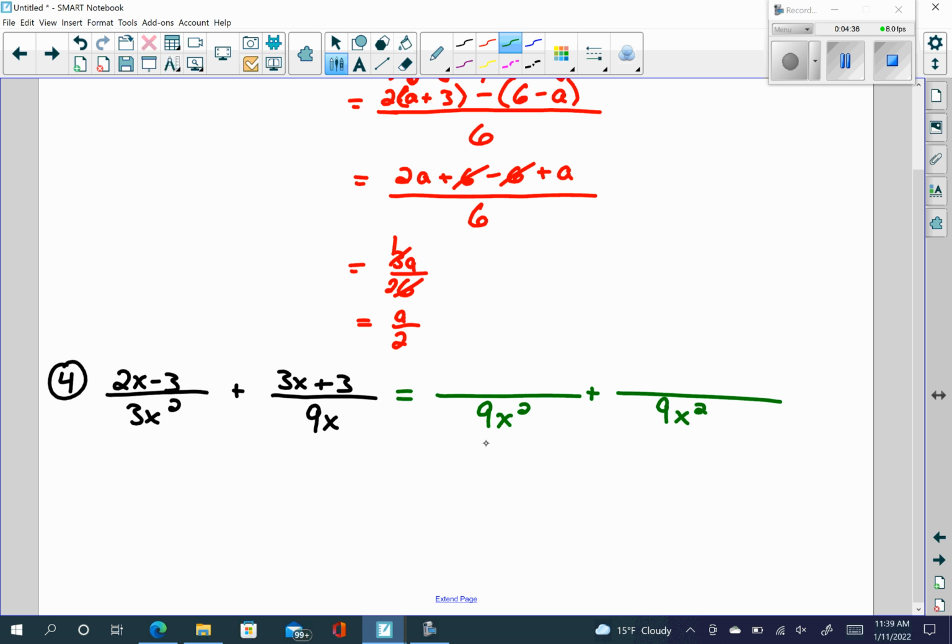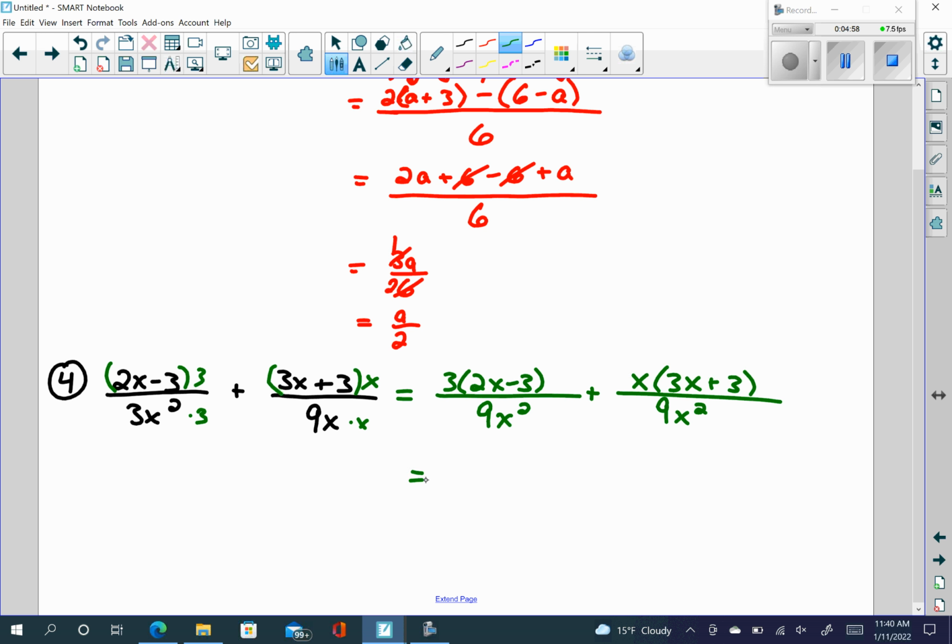So what did 3x squared get multiplied by to give us a 9x squared? That got multiplied by a 3. So it's like we're saying times 3 times 3. So we have to do 3 times the quantity 2x minus 3. 9x, to get a 9x squared, we had to multiply by x. We do it times x times x. So we're going to say x times the quantity 3x plus 3.